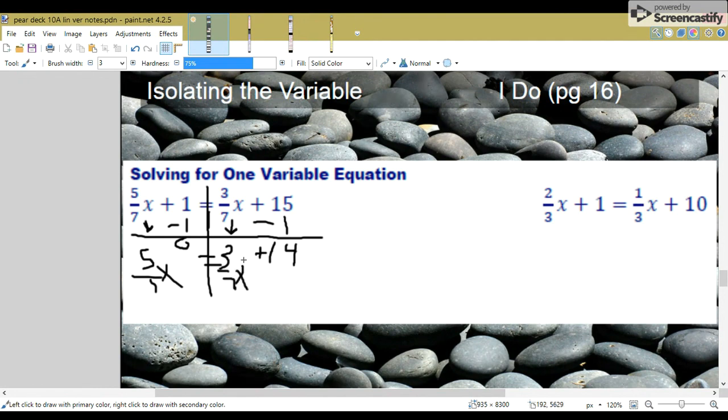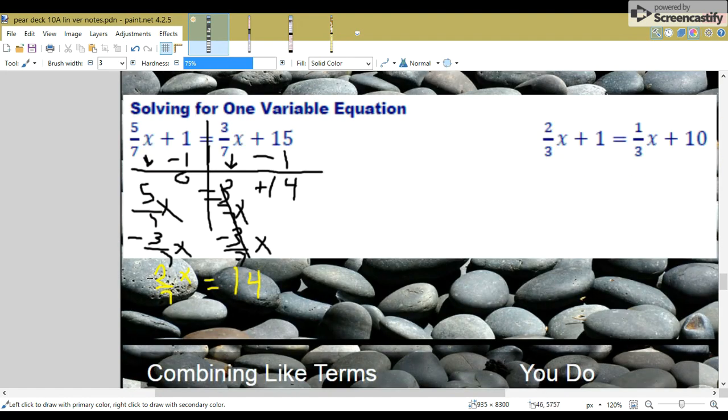We want to get all the x's onto one side of the equation. So let's go ahead and subtract 3/7 x from both sides of the equal sign. And we can subtract these fractions because they have a common denominator of 7. 5 minus 3 is 2. So we have 2/7 x equals 14.